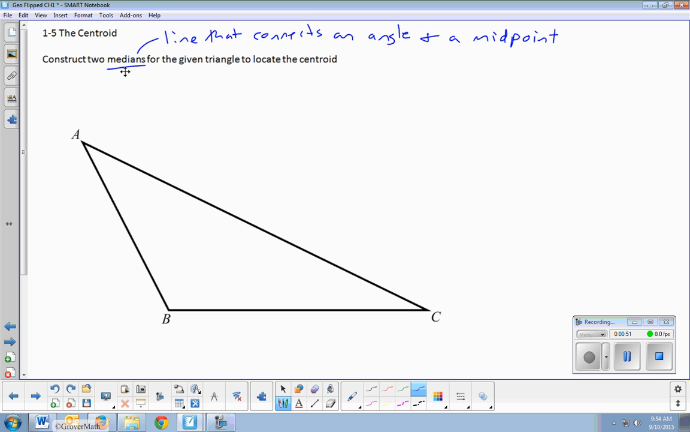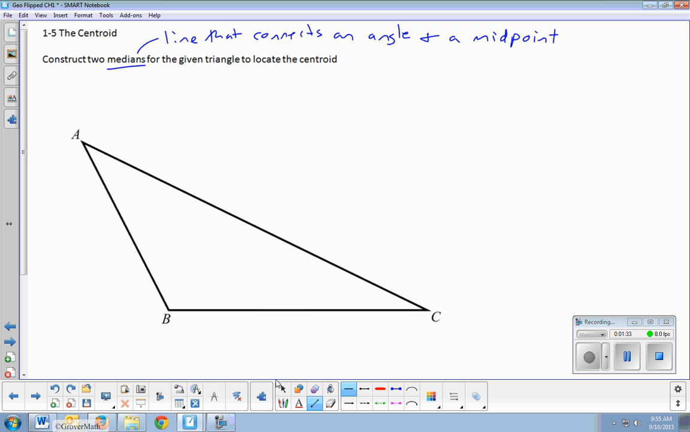So a median, you need an angle. Like here's angle C, for example. I want to connect it to a midpoint. Now I can't connect angle C to the middle here because that's line AC, and same thing here. So you're always connecting it to the side opposite the triangle. So what side is opposite angle C? Side AB. So I need to find the midpoint of AB. Let's say it's somewhere around here. Again, don't draw this right now, let's just do a rough sketch. And if I were to connect that, that would be a median. It goes from an angle to the midpoint of the opposite side.